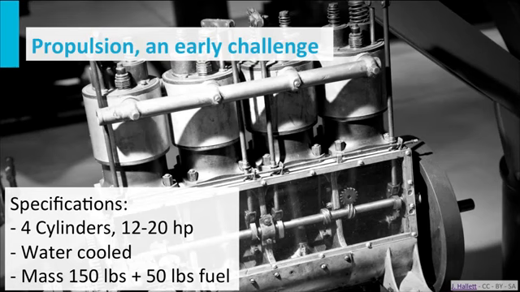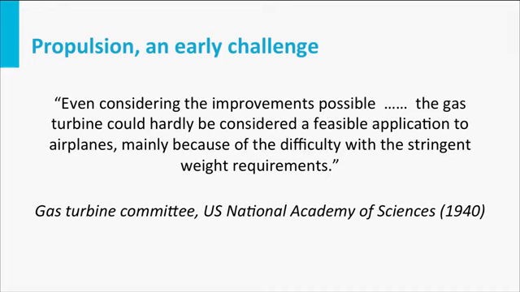Another pioneering age was, of course, the invention of the jet age. When the gas turbine was proposed, again the experts, in this case the Gas Turbine Committee of the US National Academy of Sciences, in which all experts on gas turbines were united, weighed in. Gas turbines were then mainly aimed at applications on the ground. So when considering this for airplane propulsion, they made this remark: even considering the improvements possible, the gas turbine could hardly be considered a feasible application to airplanes, mainly because of the difficulty with the stringent weight requirements.